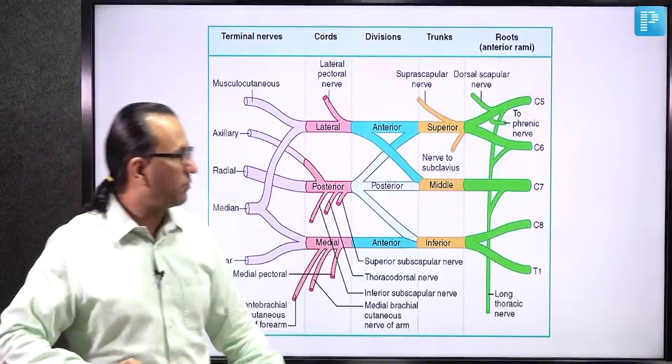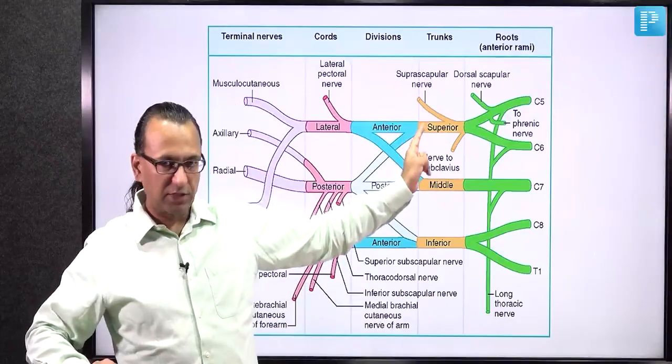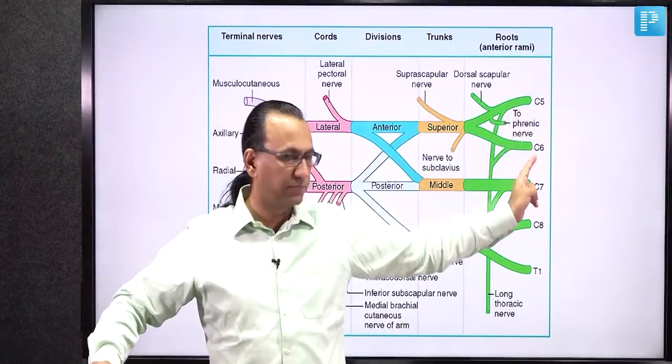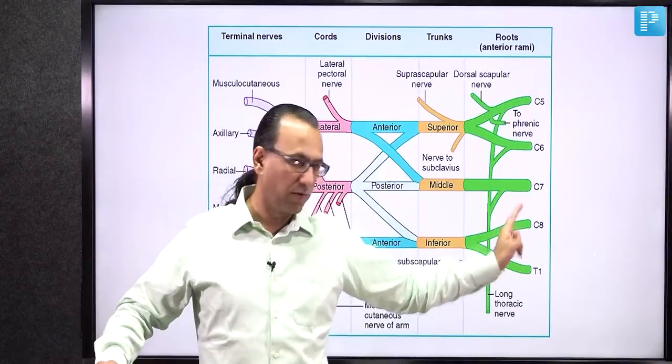Now let us look at some more details of the brachial plexus. It is understood that if the upper trunk is damaged, there will be Erb's palsy involving the root value C5, C6, whereas in Klumpke's palsy, the lower trunk is involved, involving the root value C8, T1.